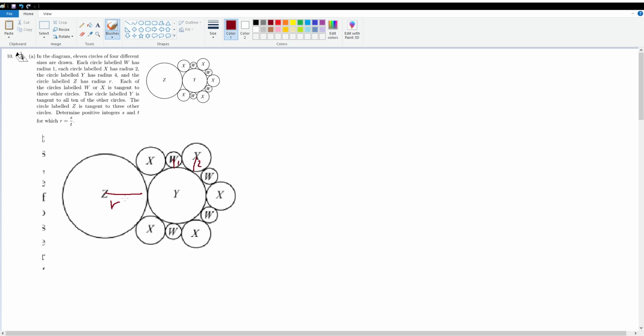I think that is what we're trying to solve. Each of the circles labeled W or X is tangent to 3 other circles. The circle labeled Y is tangent to all 10 of the other circles, and the circle labeled Z is tangent to 3 other circles. Determine positive integers S and T for which R is equal to S over T. So we're just trying to solve for R, right? We're just trying to solve for the radius of this circle Z.